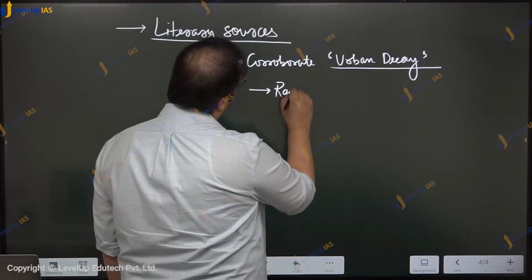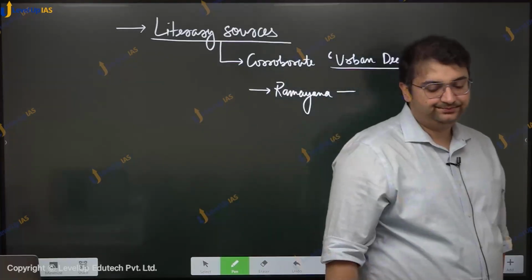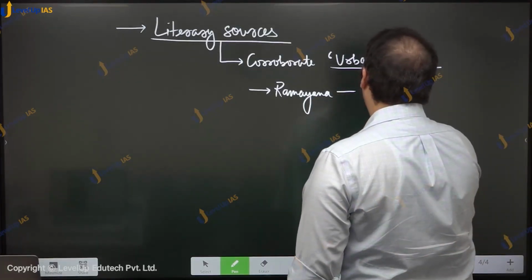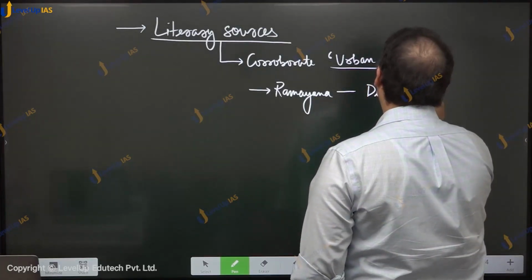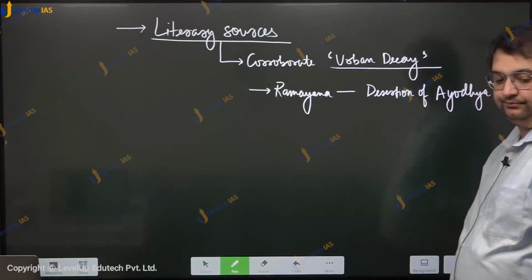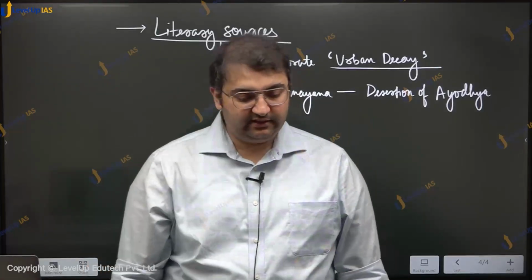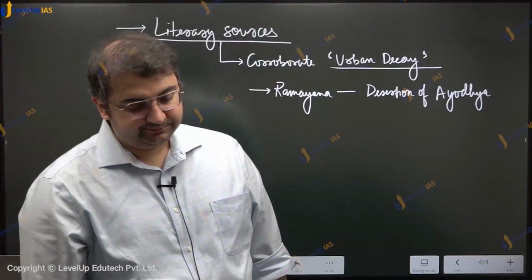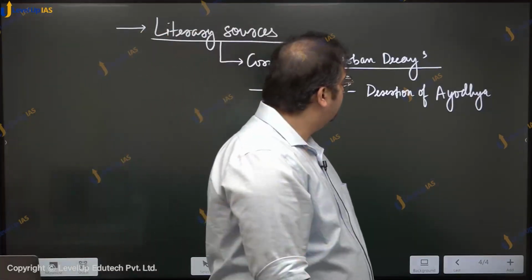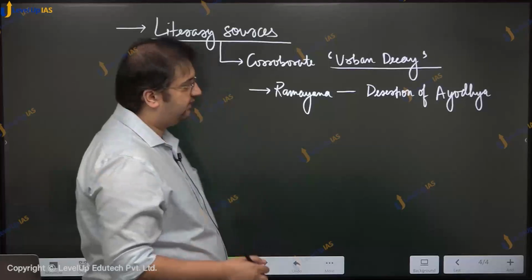Valmiki's Ramayana talks about the desertion of which city? Ayodhya, after the exile of Lord Ram. So it says that from a bustling, happening city, it suddenly became a deserted city. Okay. Next sub point.